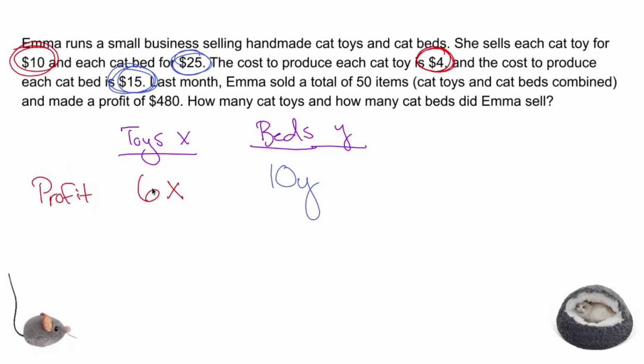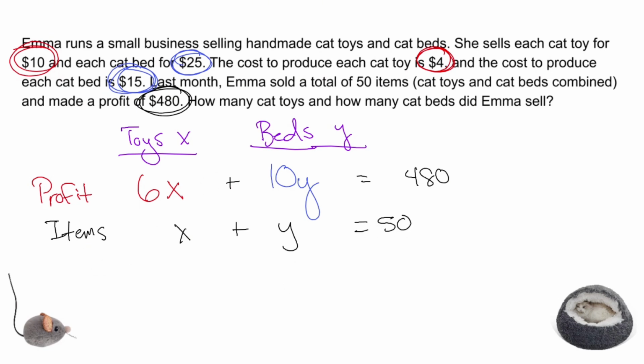Now, when she sold cat toys and sold cat beds, she made a profit of $480. So that's going to be our first equation: 6x plus 10y equals 480. Also, she sold a total of 50 items. So that's going to be our second equation. How many items did she sell? Well, x, the toys, plus y, the beds, were 50.